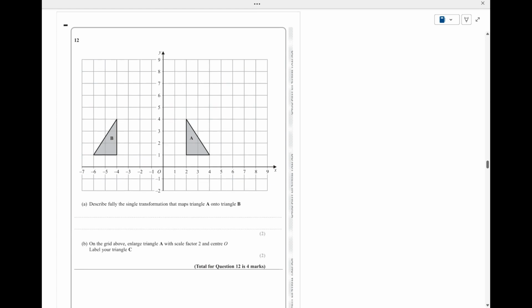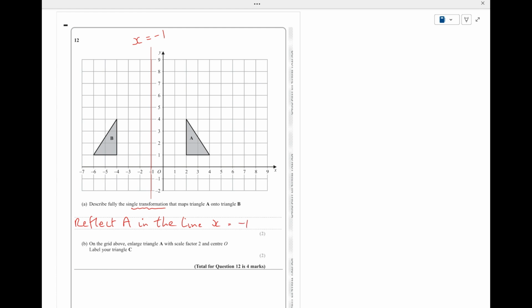Number 12. Describe fully the single transformation that maps A onto B. We have to go from A to B. It's going to be a reflection, and now just a question of where my mirror line is. My mirror line is going to be halfway between the two shapes, in the middle of the two shapes. It's going to be there, and that is the line that crosses the x-axis at -1. So it's the line x equals -1. So what's the transformation? It's a reflection. Get a mark for saying reflection. Reflect A in the line x equals -1.